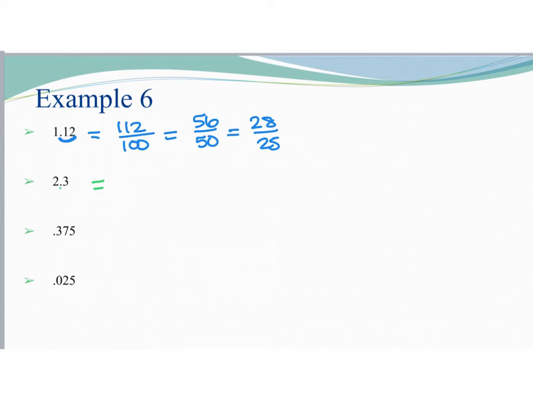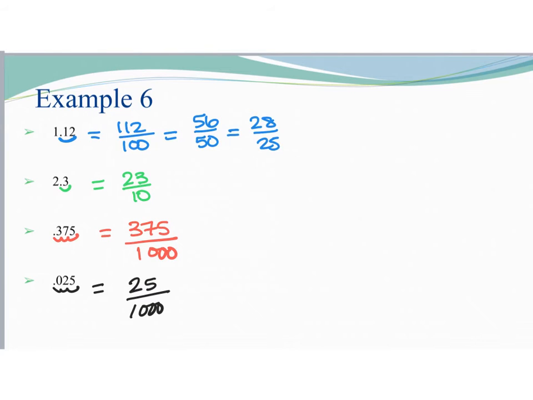For our next example, I have 2.3. So I'm going to move my decimal place 1 place. So I'm going to take that and make that 23 and divide it by 10. For the next part, I'm moving my decimal place 3 places. So I'm going to make that 375 and divide that then by 1,000. And for my final example, again, I'm moving that decimal place 3 places. So that will give me 25, and then I'm going to divide by 1,000 again.